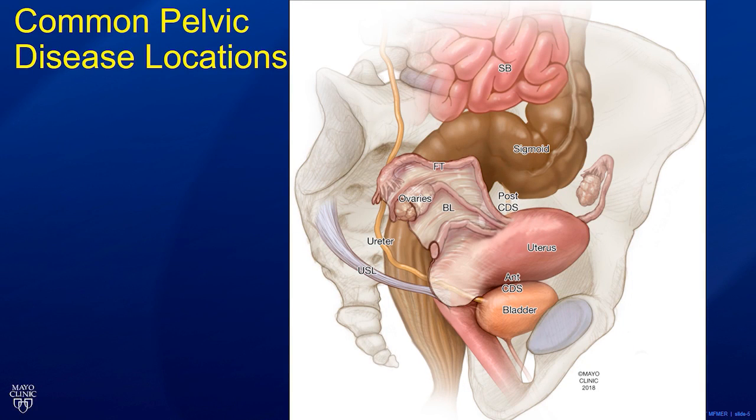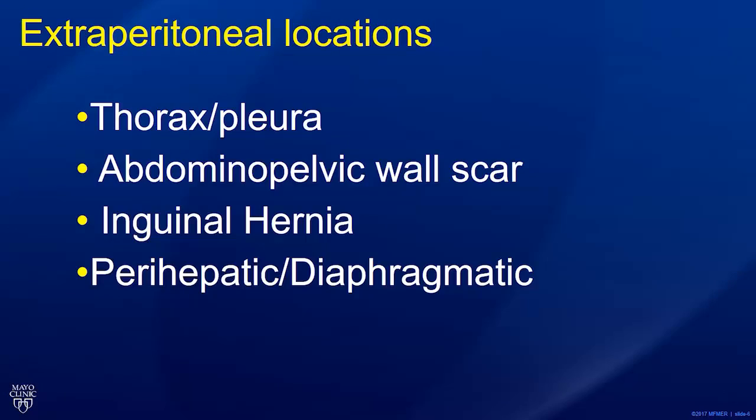Here's a schematic diagram in a coronal oblique view that demonstrates the peritoneal reflection surfaces that endometriosis is commonly seen to involve, including the uterosacral ligaments, which are bilateral structures which insert onto the lower uterine segment. Extraperitoneal locations include the thorax or pleura, abdominal pelvic wall scars seen particularly in the setting of post-C-section, inguinal hernias, and perihepatic and diaphragmatic disease.